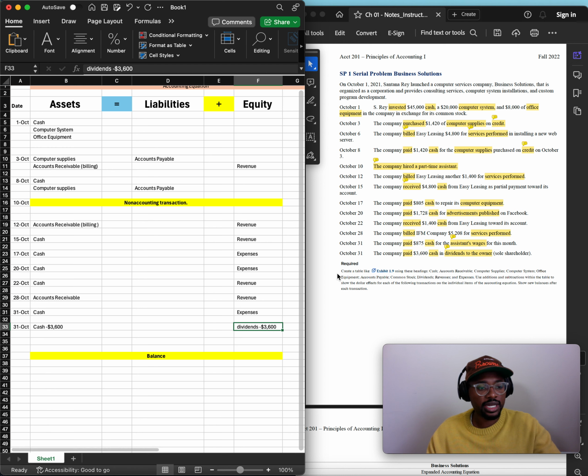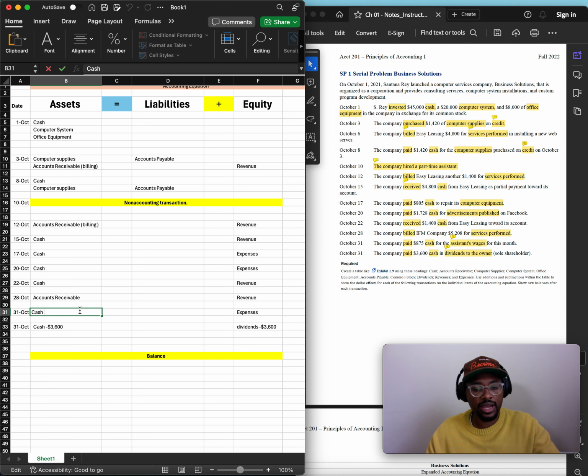Okay, let's move on to the next one. The company paid $875 cash for their employee. So is cash going up or is it going down? Is it increasing or decreasing? You got it. Cash is decreasing here. So we're going to put a negative 875. So what do we need to do on the other side? We need to put a negative 875. And we're done. Moving on to the next one.